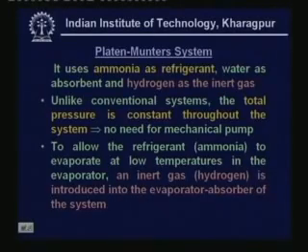And to allow the refrigerant to evaporate at low temperatures in the evaporator, an inert gas is introduced into the evaporator absorber of the system. When you are discussing pumpless systems, particularly Platen Munters systems, you have to make a distinction between total pressure and partial pressure. So far we have been talking about the pressure. In this particular system you have a partial pressure and a total pressure. The total pressure is the same inside the entire system, but the partial pressure will be different. Let me first explain the principle.